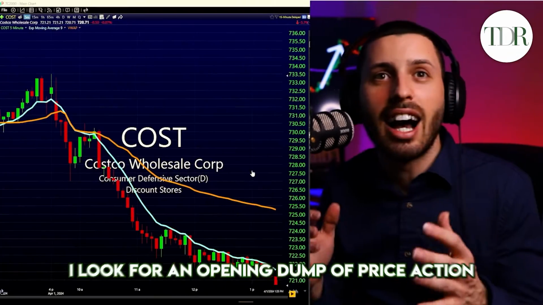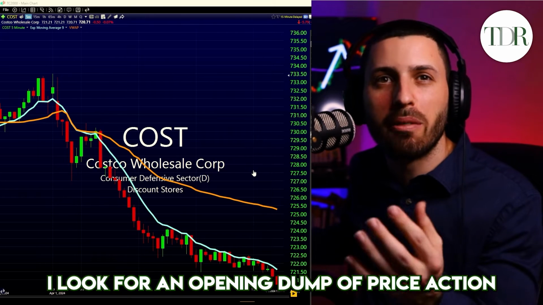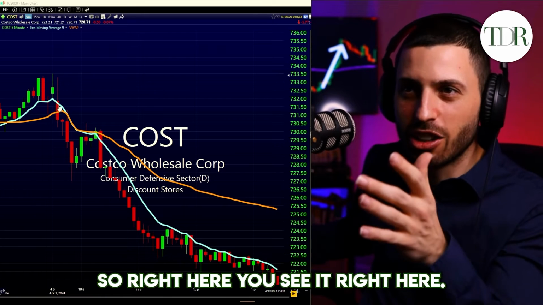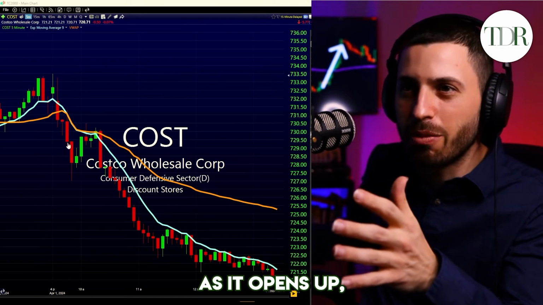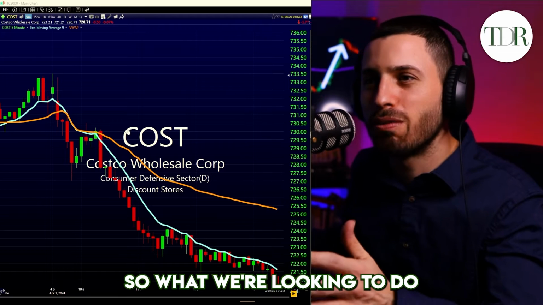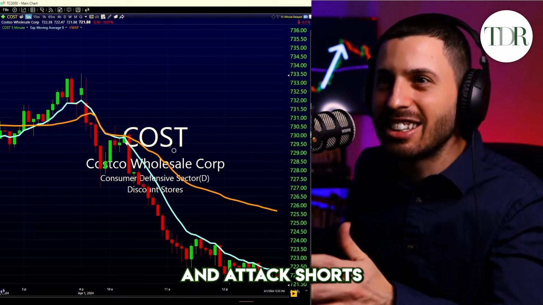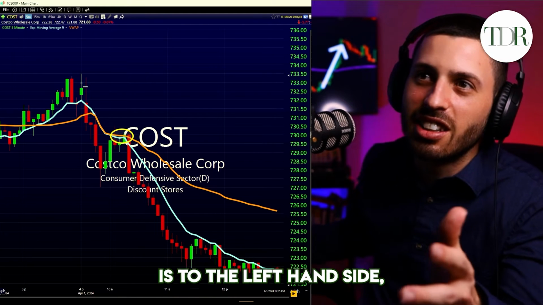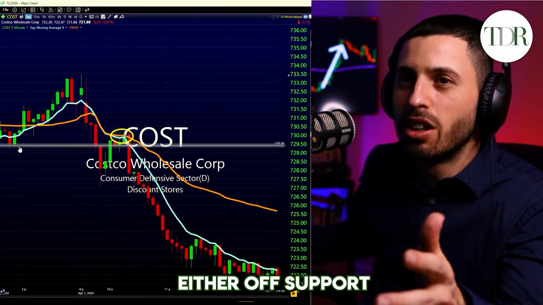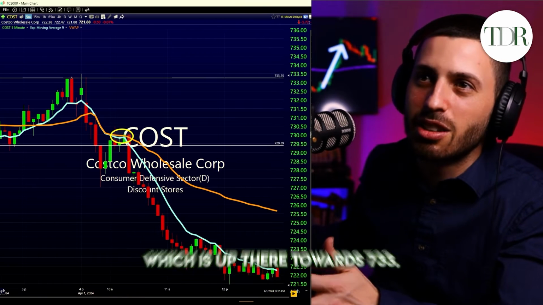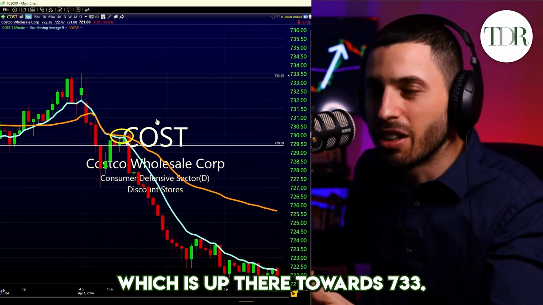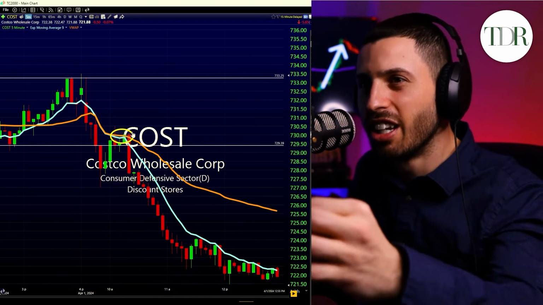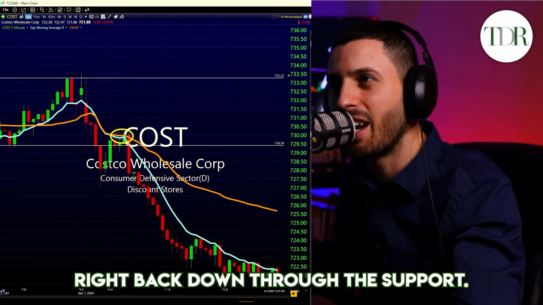Let's take a look. I look for an opening dump of price action and watch for the fading off the VWAP. So right here, you see it right here. As it opens up, you get a nice wash. So what we're looking to do is essentially come back and attack shorts off of the VWAP. Where your risk is going to be is to the left-hand side, either off support. In this case, it needs to be off the resistance, which is up there towards 733. But now if you're able to get short on the VWAP here on COSTCO at 730, this immediately drops right back down through the support.